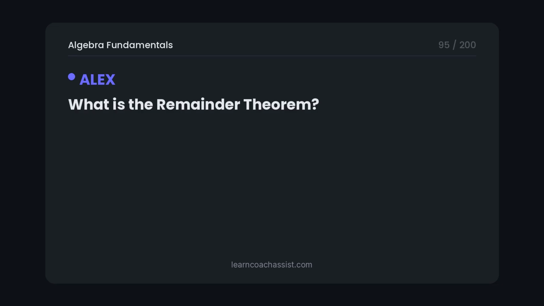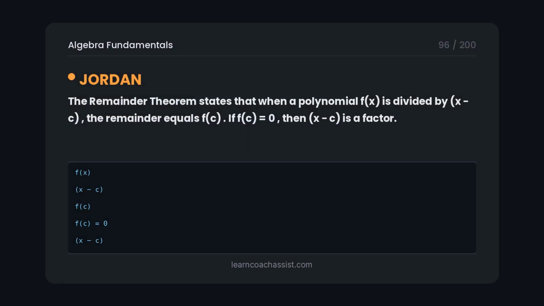What is the remainder theorem? The remainder theorem states that when a polynomial f(x) is divided by x − c, the remainder equals f(c). If f(c) equals 0, then x − c is a factor.